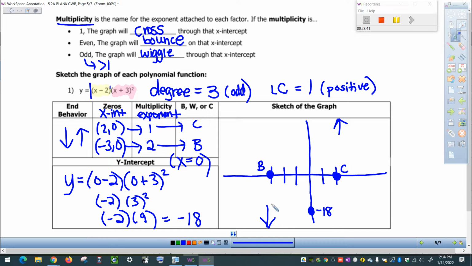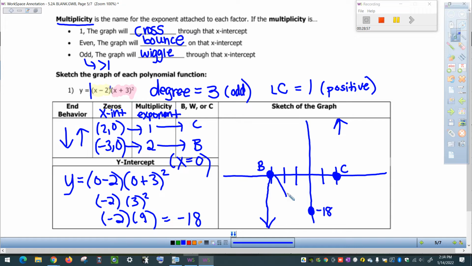All right, now we're going to start drawing this through. So I'm going to start with this little down arrow on the left side. I know it has to bounce on the first x-intercept. So I'm going to make sure that it touches that x-intercept, but then it's going to turn around. It's not going to actually cross all the way over.